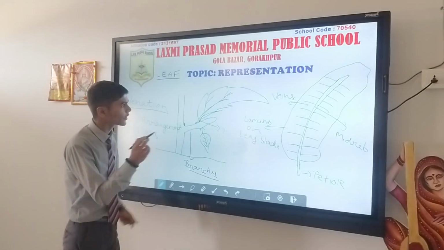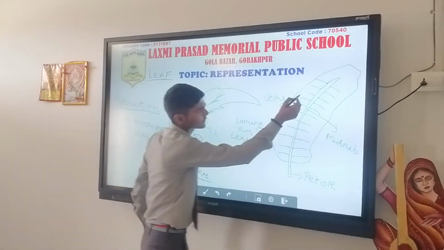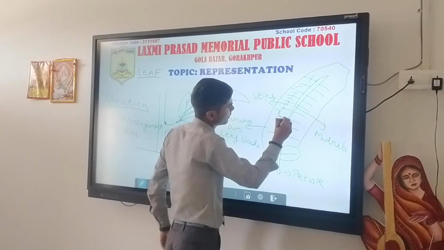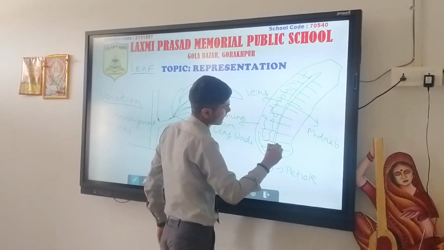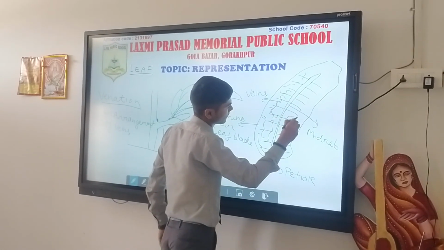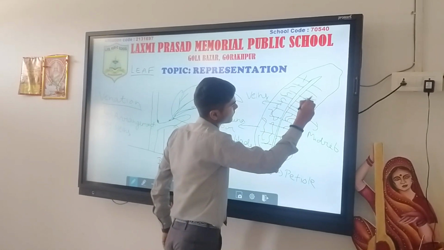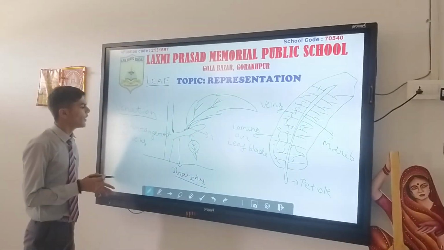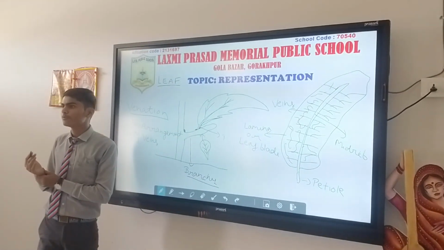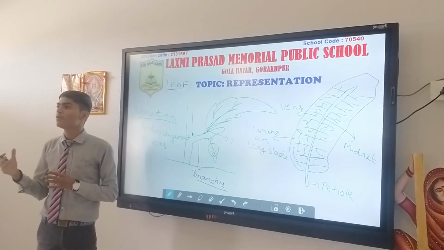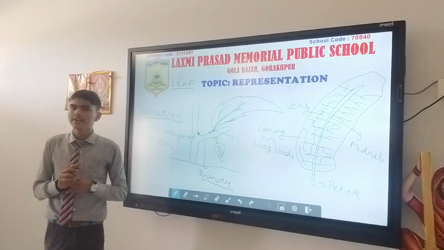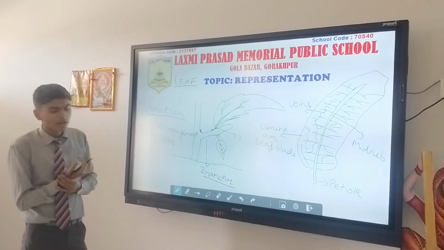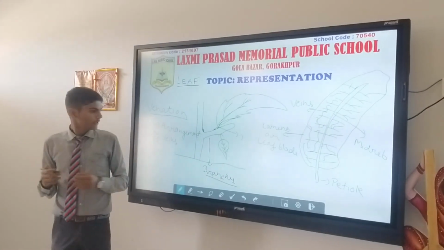And when we talk about reticulate venation, it is where veins are found in a network. When veins are found in a network, it is known as reticulate venation. Reticulate venation is mostly found in dicotyledonous plants. Dicotyledonous plants means those which bear two cotyledons. And now I will talk about types of leaves.